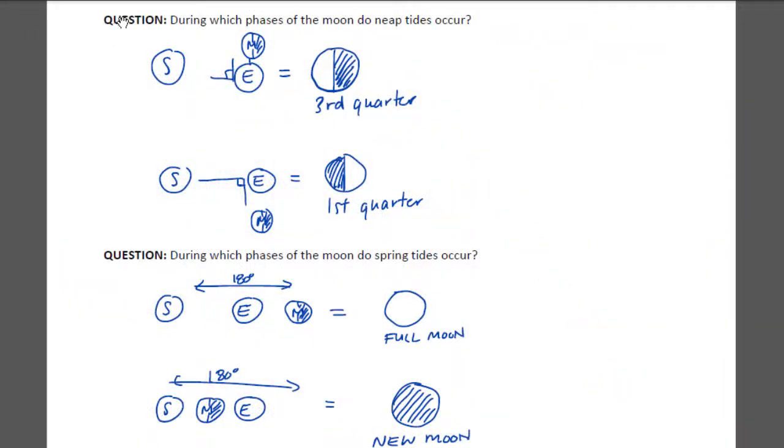Be sure to be able to answer these two important questions here and be able to identify or draw these diagrams and be able to know the answer for when neap tides occur and what phases of the moon are happening when spring tides occur.